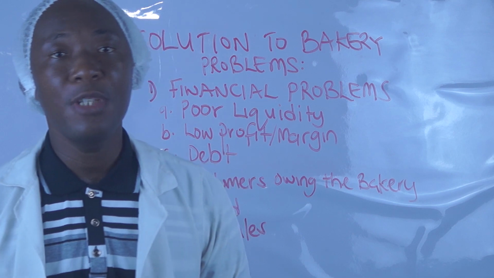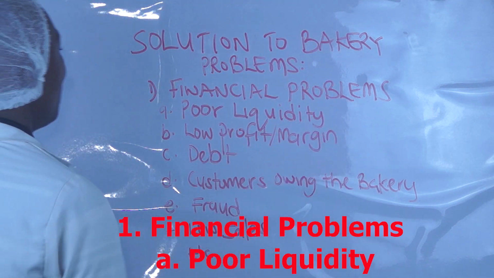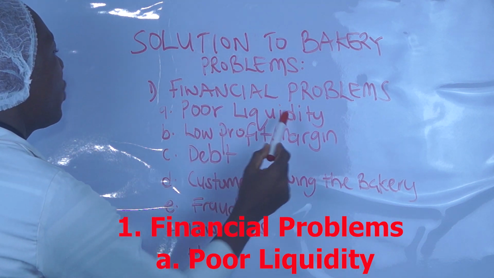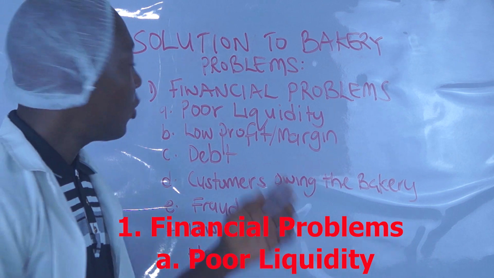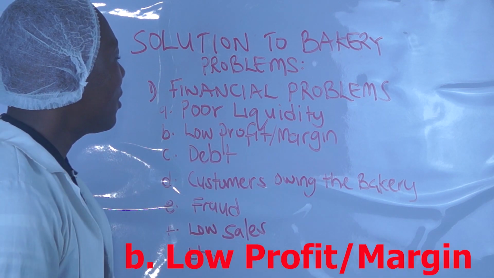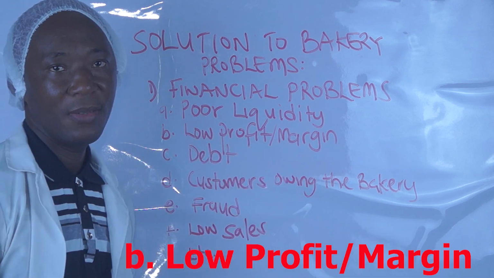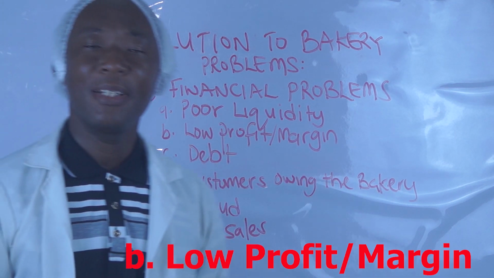In the previous video, we discussed financial problems, especially mentioning poor liquidity as the first problem and proffering solutions to poor liquidity. But today we are going to be talking about low profit, or low profit margin. What do we mean by low profit margin?